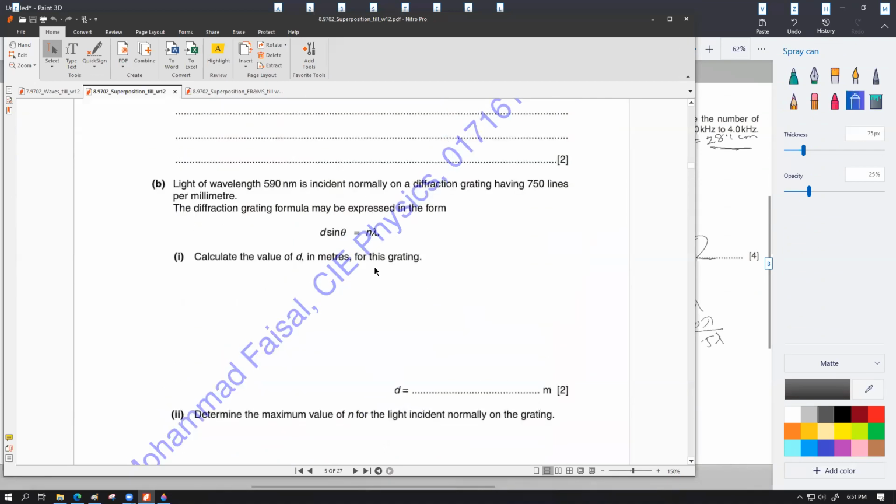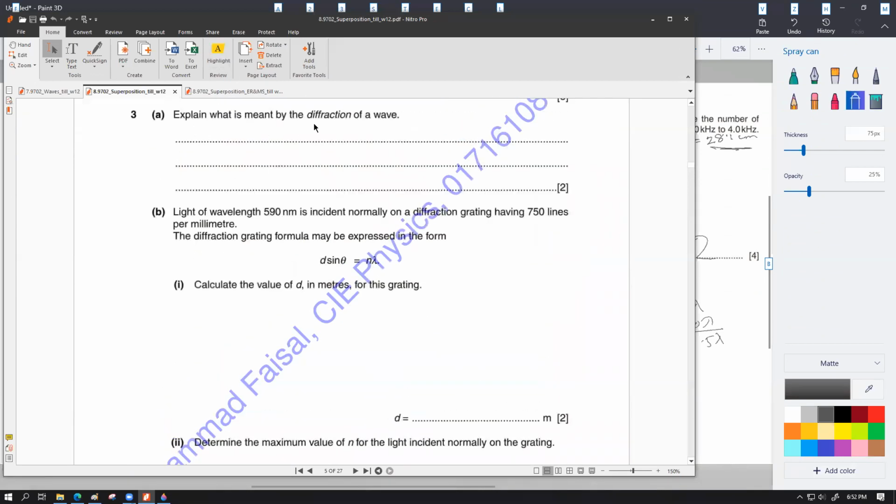We might as well try to solve this question. Explain what is meant by the diffraction of waves. How do you explain diffraction of waves? You know what that is. But for a 2-mark answer, what do you plan to write here?